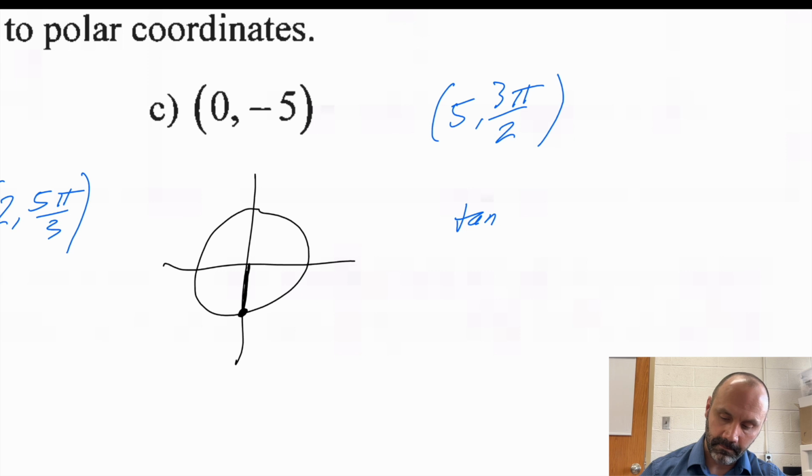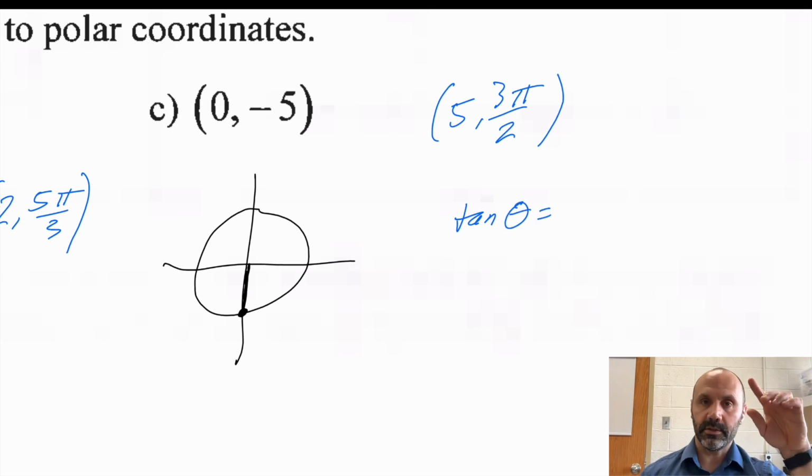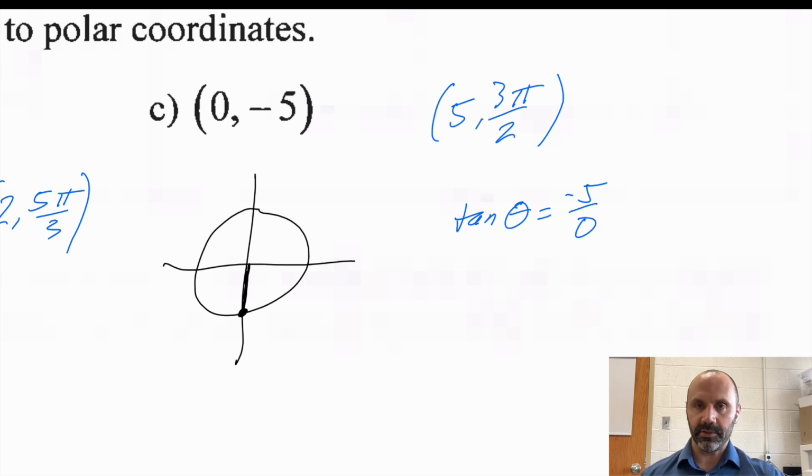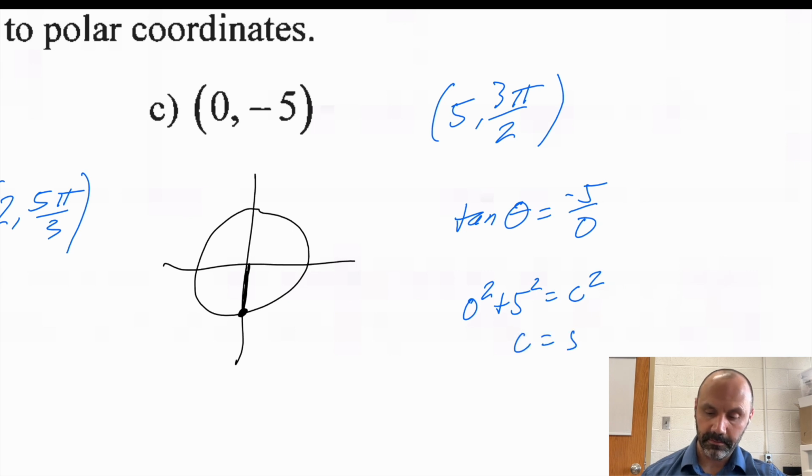So tangent of theta equals sine over cosine, so it's the y over the x, which equals negative 5 over 0, and everything explodes because I put a 0 in the denominator. So what it means is simply that it's undefined. Well, what are the angles where tangent is undefined? That's pi over 2, 3 pi over 2, etc. So that gets me the right angle. And then the Pythagorean theorem, 0 squared plus 5 squared equals c squared. We end up with c equals 5.